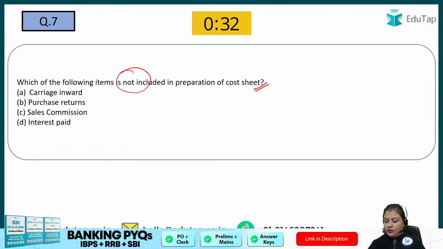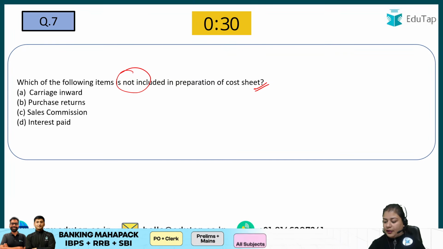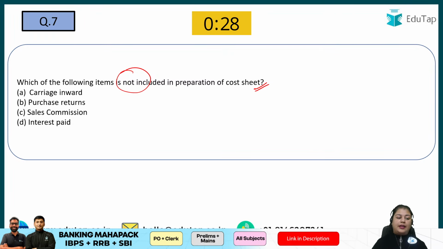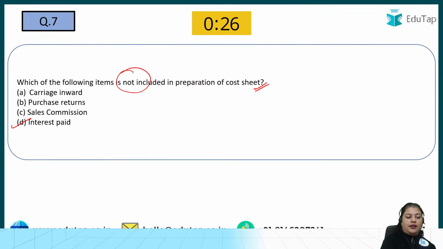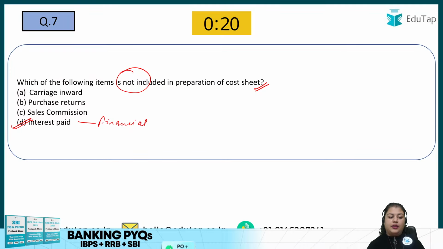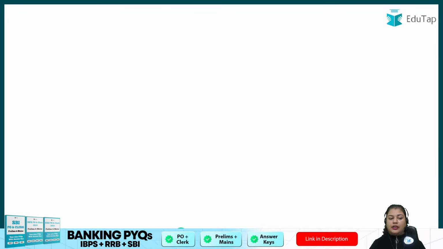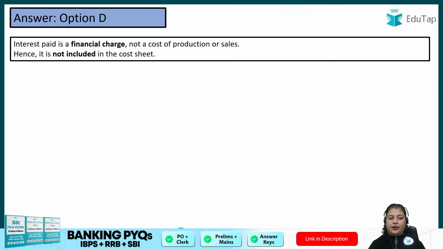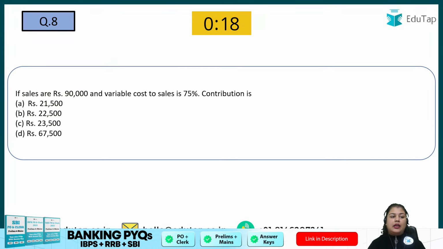Okay. One has answered it right. Very good, everyone. Everybody has answered it rightly. That is interest paid. Interest paid is basically financial in nature. Otherwise, all the rest will be included in the cost sheet. But this interest paid is financial in nature, so it will not be included. Right, moving ahead, question number 8.